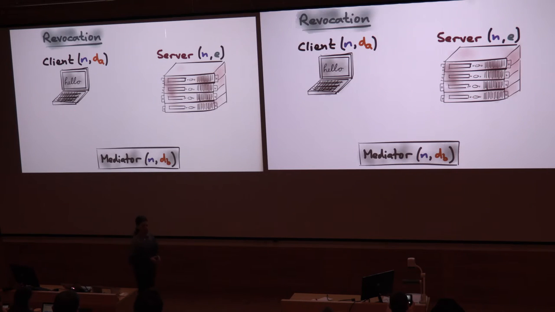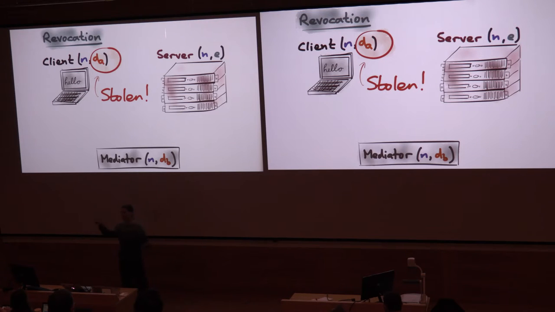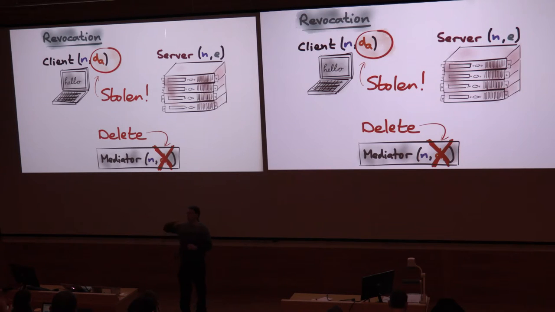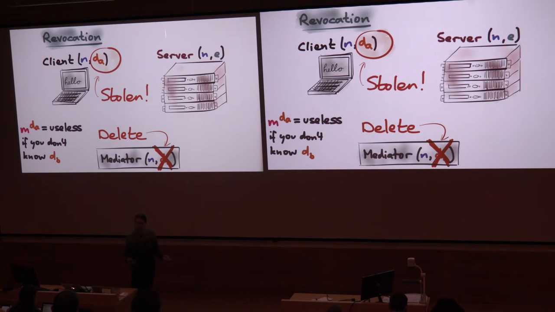Now, I said I was going to talk about revocation. So the interesting thing you can do now, once you've split the key across these different devices, is now say the client gets stolen and its key fragment, DA, is now in the hands of an attacker. What the client now needs to do somehow is to make sure that the mediator deletes its counterpart of this key. And the assertion here is that if that DB no longer exists anywhere in the world, then this DA is useless, because if you simply do M to the power DA for some M, it's just some number. It doesn't tell you anything. You can't use it for anything unless you also know DB.